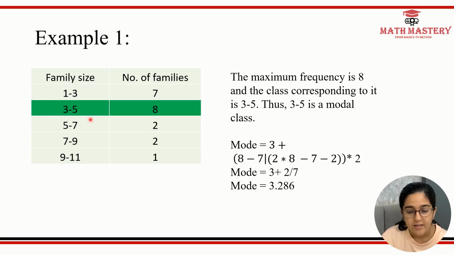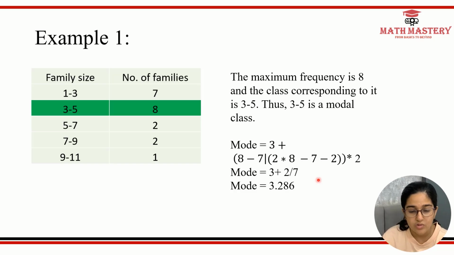So 3 plus (F1 minus F0). F1 is the frequency of the modal class which is equal to 8. F0 is the frequency of the class preceding the modal class, that is 7, and 2 is F2, the frequency of the class succeeding the modal class. So substituting these values, and also H which is the class size is equal to 3 minus 1 which is equal to 2. When we substitute these values in the formula, the value of the mode comes out equal to 3.286, which is approximately equal to 3.